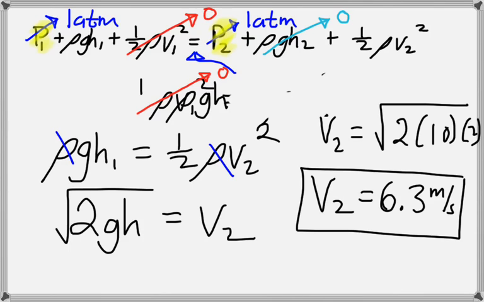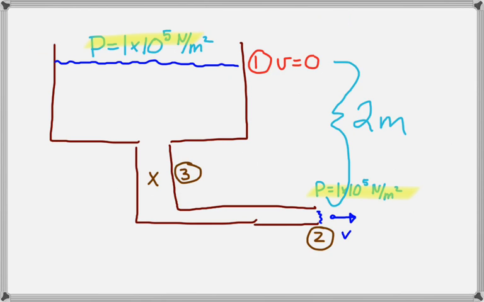Okay. Easy problem, hard problem? Relatively easy. Right. So what's the thing you had to realize? Pressure was the same on both sides. So let's go back to our picture. Down here, we now know that the velocity at point 2 is 6.3 meters per second. Let's not even worry about point 3 yet. Let's just come back to right here.